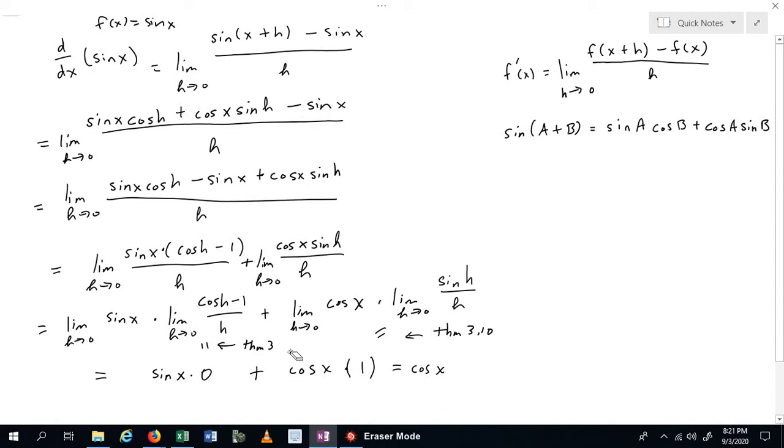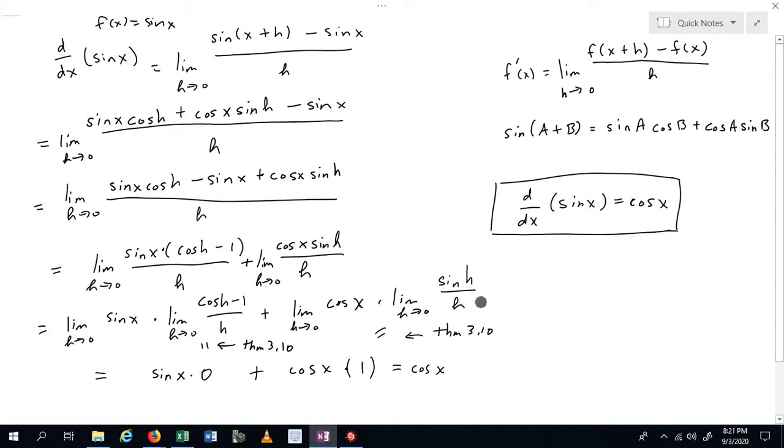Okay. So now we have the derivative. The derivative of sine of x happens to be cosine of x, which is rather interesting. Okay. So then let's find the derivative of cosine of x.